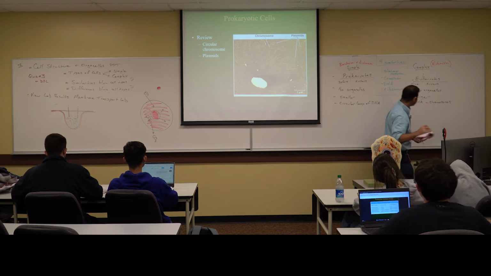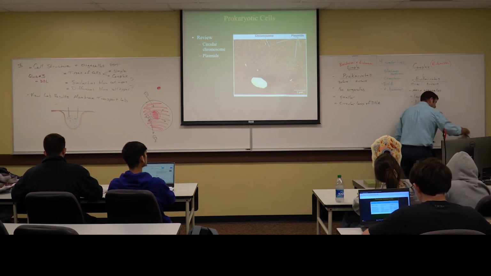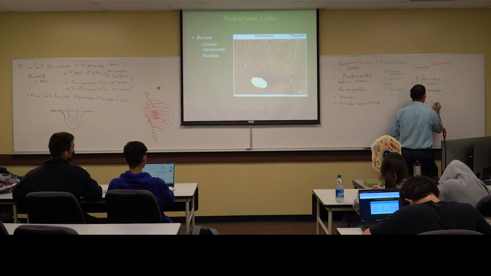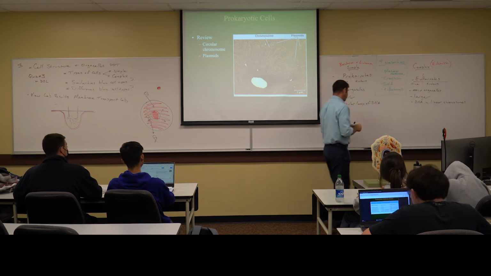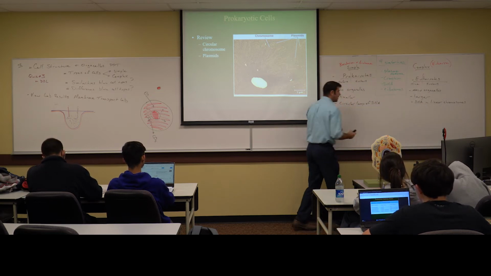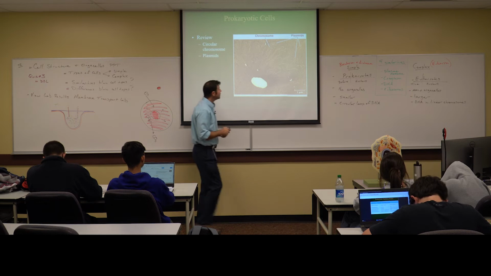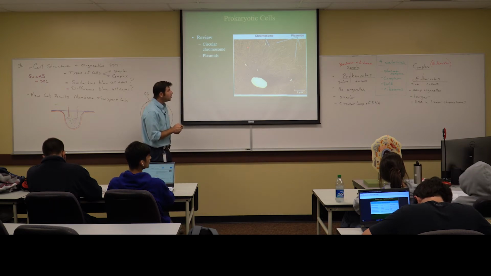I'm going to add a term to that. Instead of saying chromosomes, I'm going to say linear chromosomes. So the DNA is broken up into linear chromosomes where it's in kind of a circular loop in these prokaryotic cells. This is a really long circular loop of DNA, so it's kind of hard to look at the whole thing from this one picture.